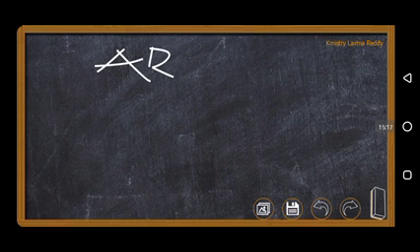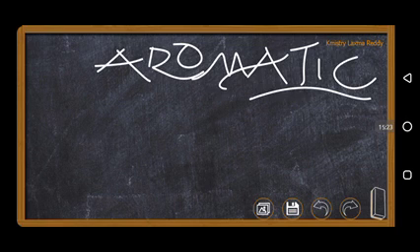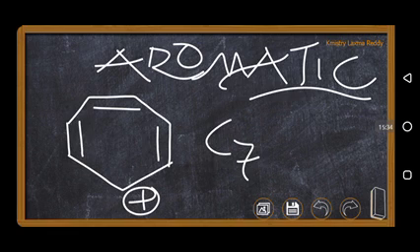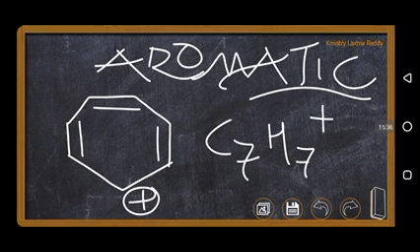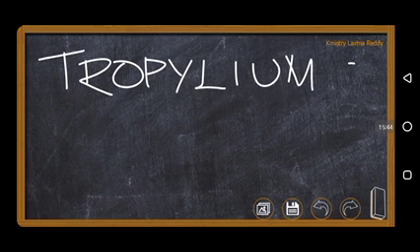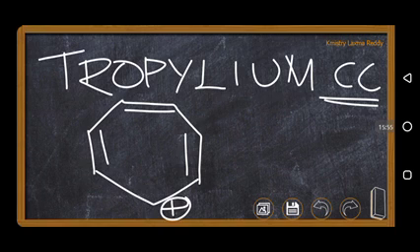Now aromatic carbocations. How will aromatic carbocations be formed? One simple example I want to give you. Look at this, with a plus charge. This is C7H7+. This is called the tropylium carbocation, a special name for this. How is it? It is a 7-member ring with 3 pi bonds and 1 plus charge.